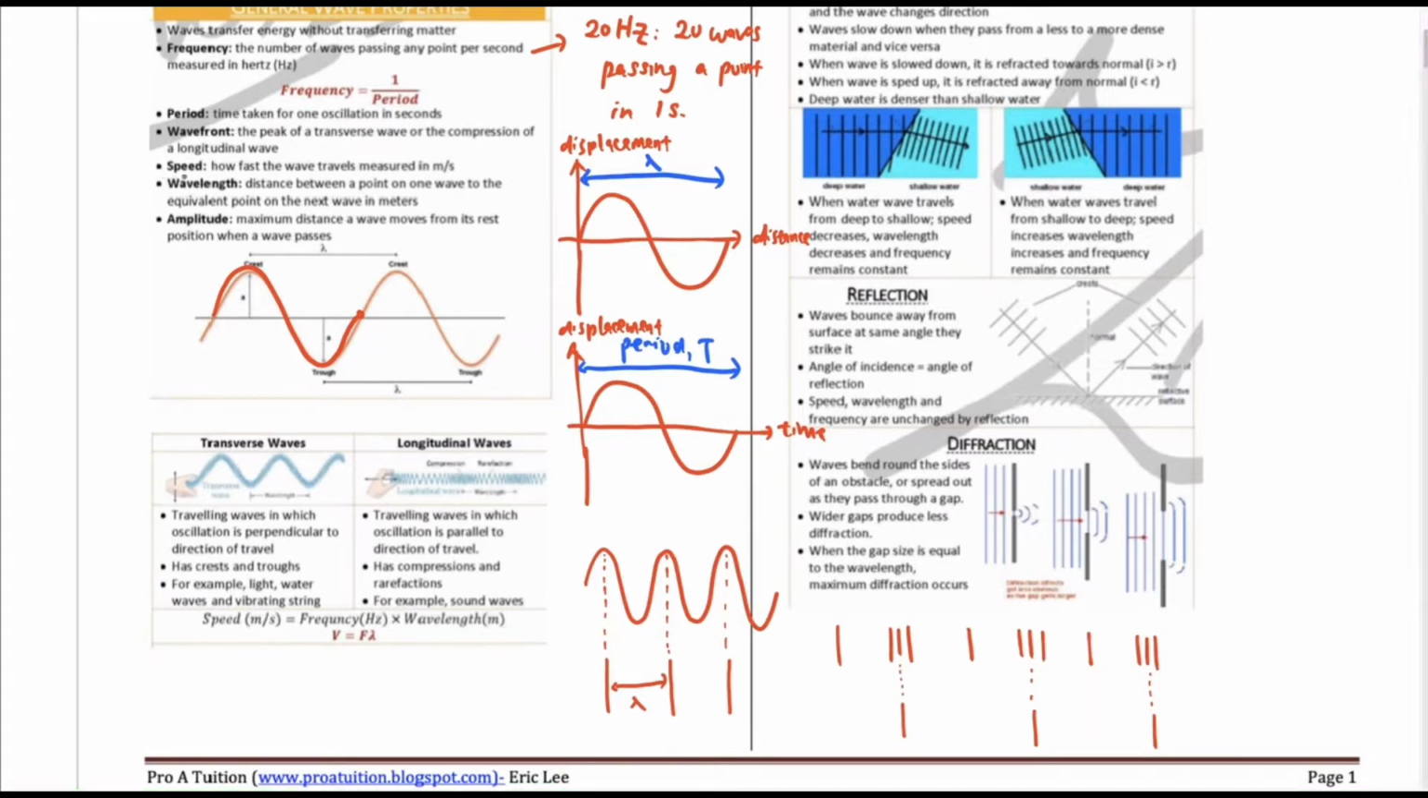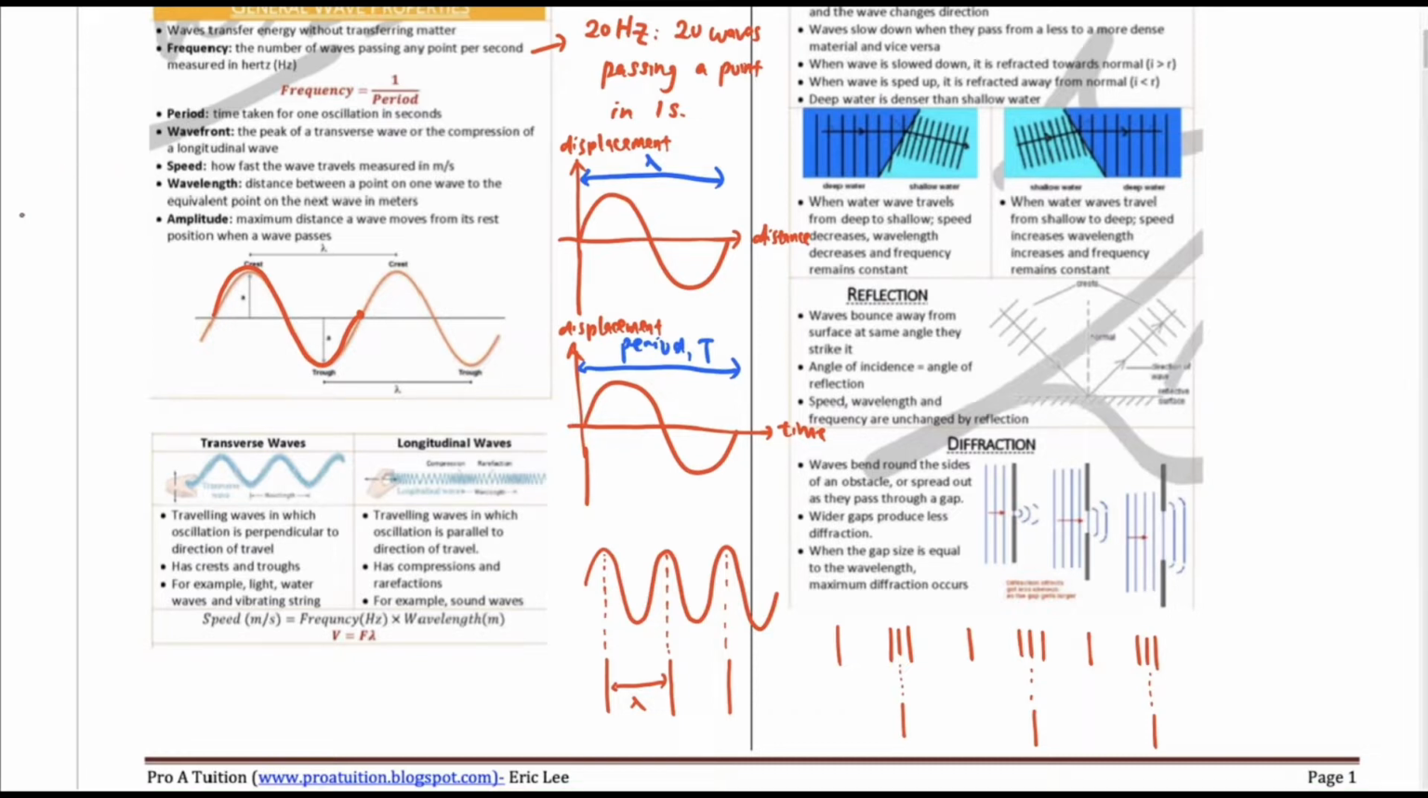Now we see speed. How fast the wave travels, measured in meters per second. So how fast the wave travels. One of the famous examples is how fast light travels.